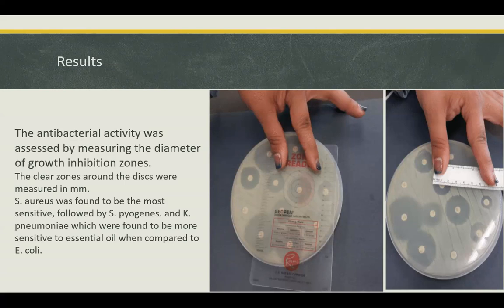The peppermint oil exhibited a greater zone of inhibition against S. aureus, S. pyogenes, and Klebsiella pneumoniae than the positive control gentamicin, as shown in Table 3 and Figure 3. However, the peppermint showed a lesser zone of inhibition against E. coli than gentamicin.